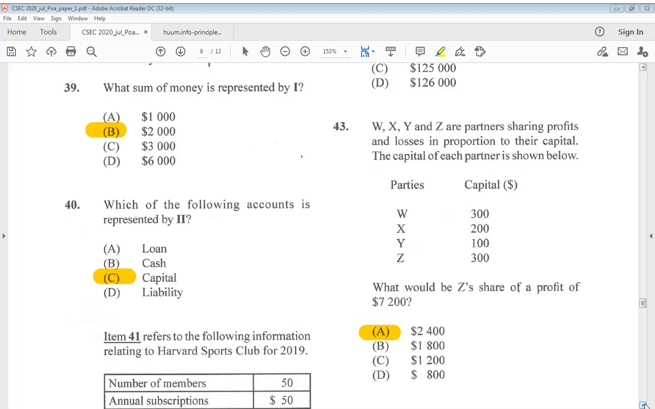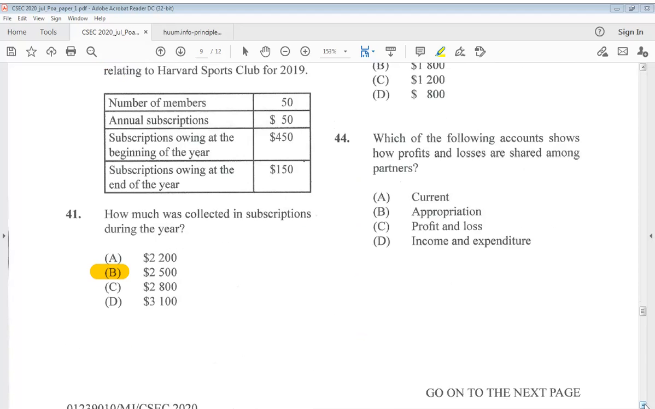Let's go to number 44. Which of the following accounts shows how profits and losses are shared among partners? A, current. B, appropriation. C, profit and loss. D, income and expenditure. So we know the answer is B, appropriation. Let's go to number 45.